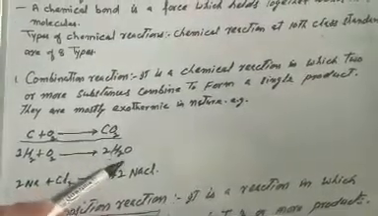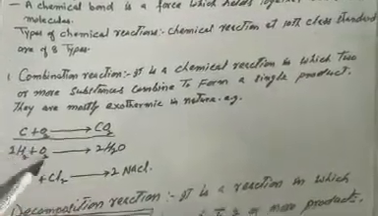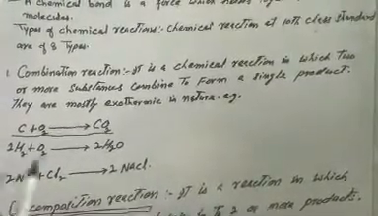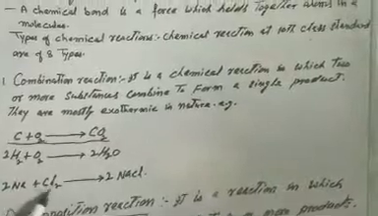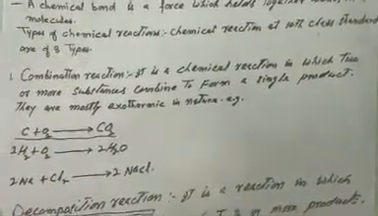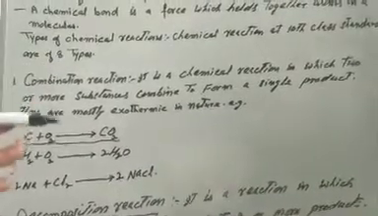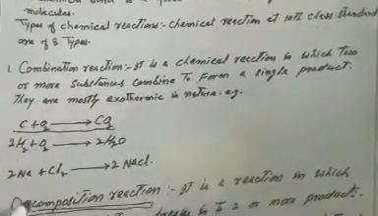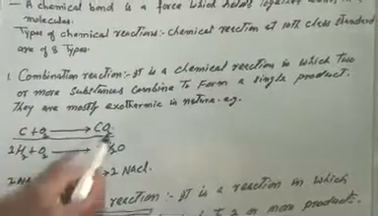So, formation of carbon dioxide from carbon and oxygen is a combination reaction. Formation of water by burning hydrogen and oxygen is a combination reaction. Formation of sodium chloride by the reaction between sodium and chlorine is a combination reaction. It's a combination reaction, just as the word itself indicates, means the reactions in which different substances combine together and form single products. Most of the chemical reactions are exothermic, that is, they produce heat.